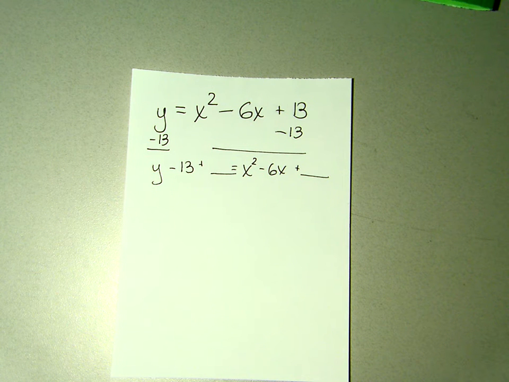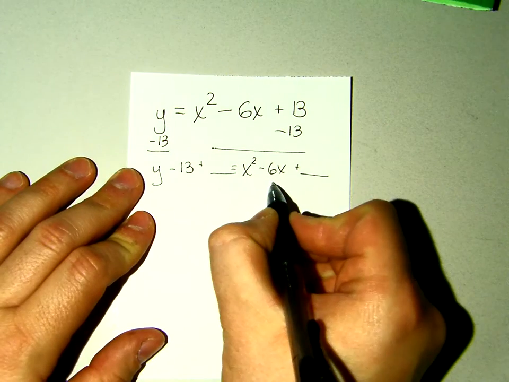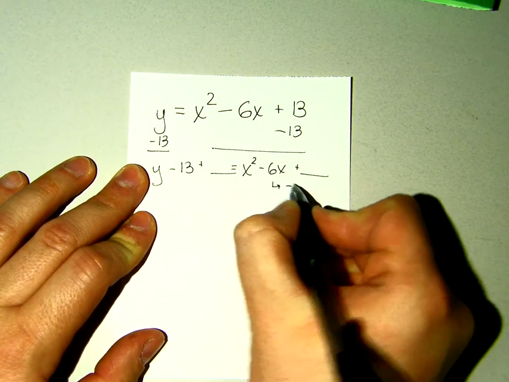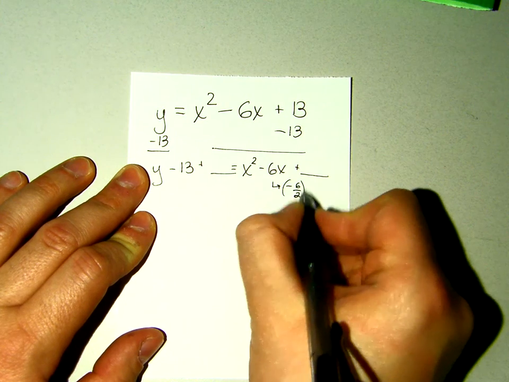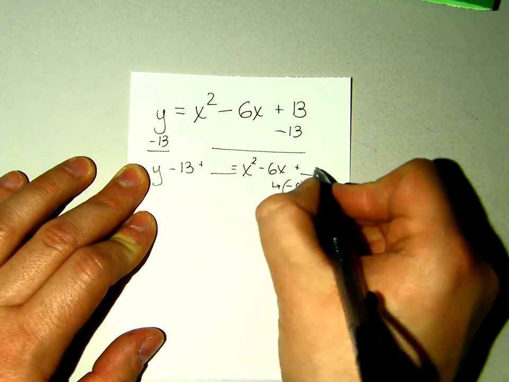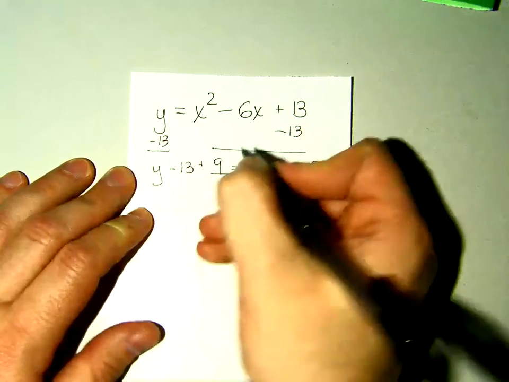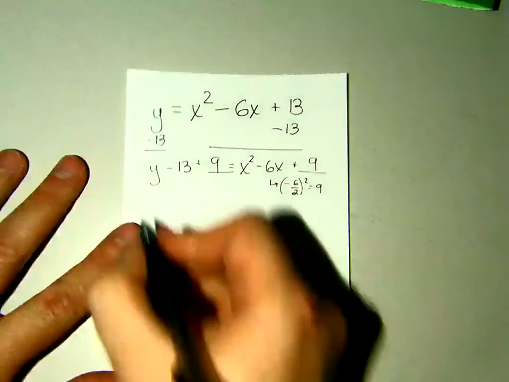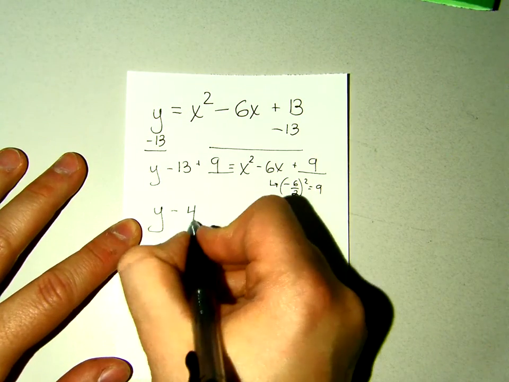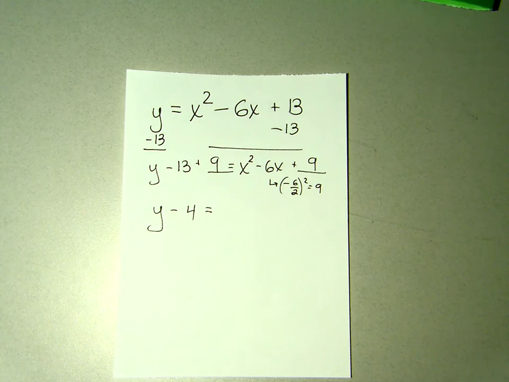Natalie, what are you going to add to both sides to complete the square? 9. Half your middle number is negative 3. Might as well write that down. Half of negative 6 is negative 3. Squared gives you 9, so I'm going to add a 9 to the right, balance it out on the left with a 9 over there. I'm going to combine like terms. Y minus 4 equals. Judah, how did you factor the right?